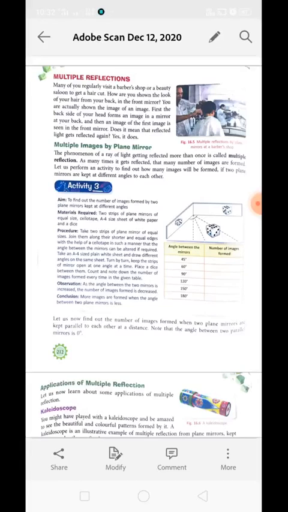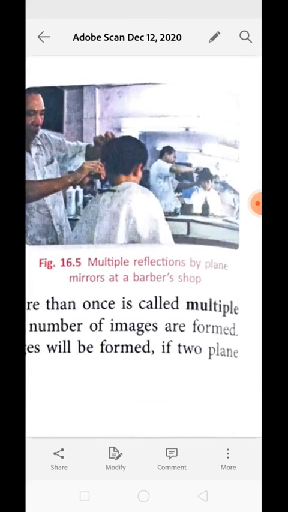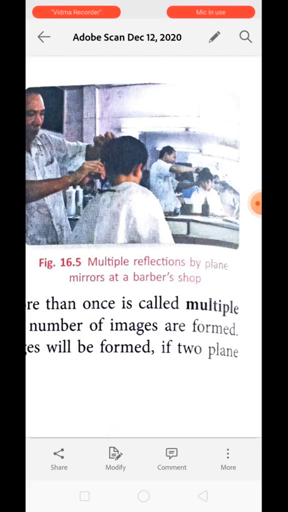The next point is multiple reflection. Many of us regularly visit a barber shop or a beauty salon to get a haircut. There, you can see the reflection of your front side as well as your back side. Whatever is going on around in the back and in the front, you can clearly see with the help of mirrors. You are actually shown the image of an image. That is why you are able to see even the back side of your head.